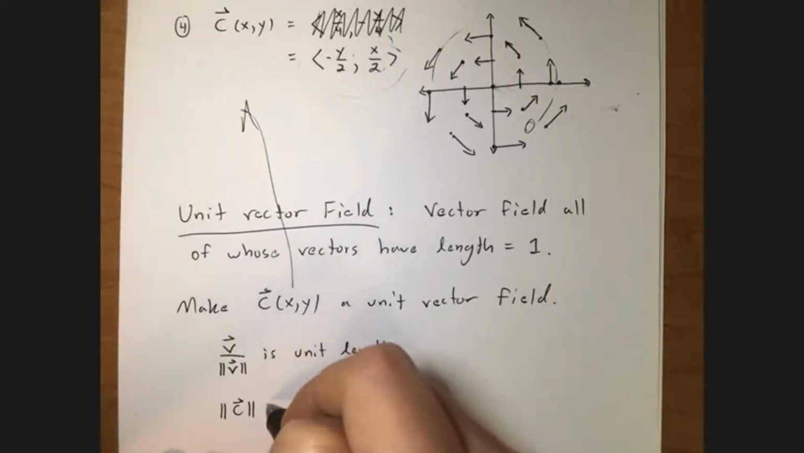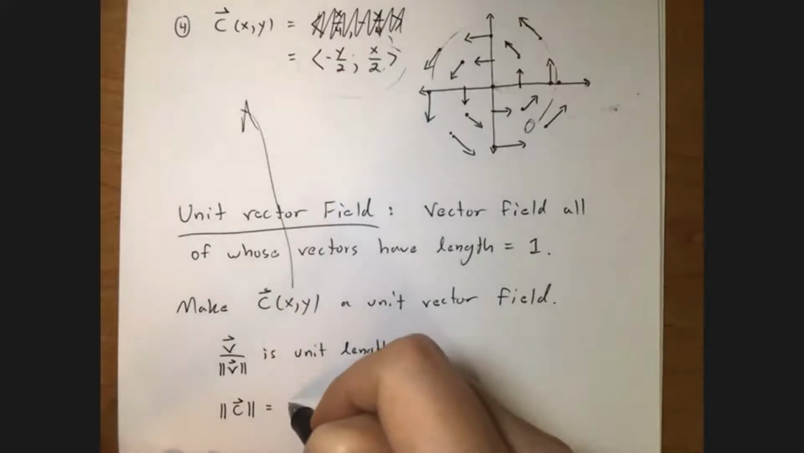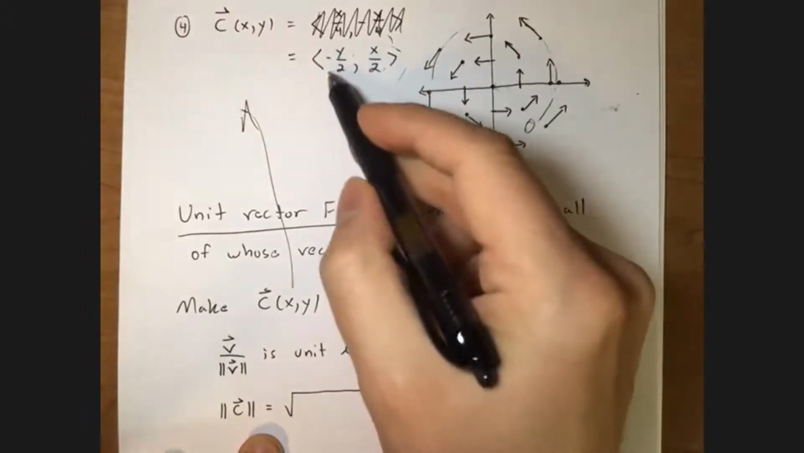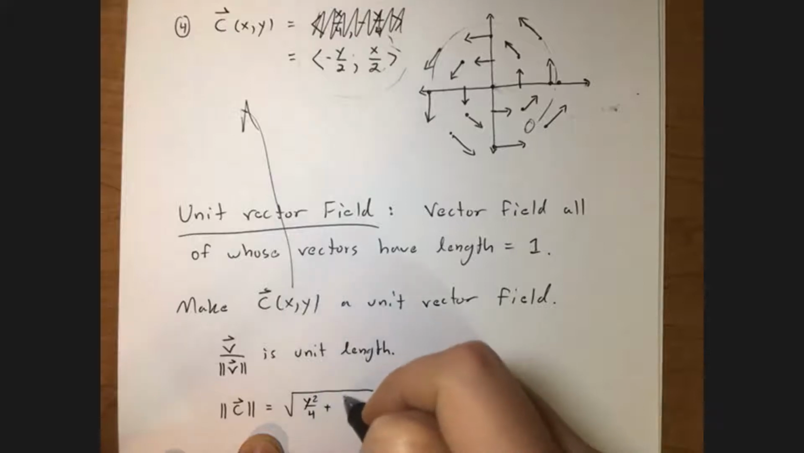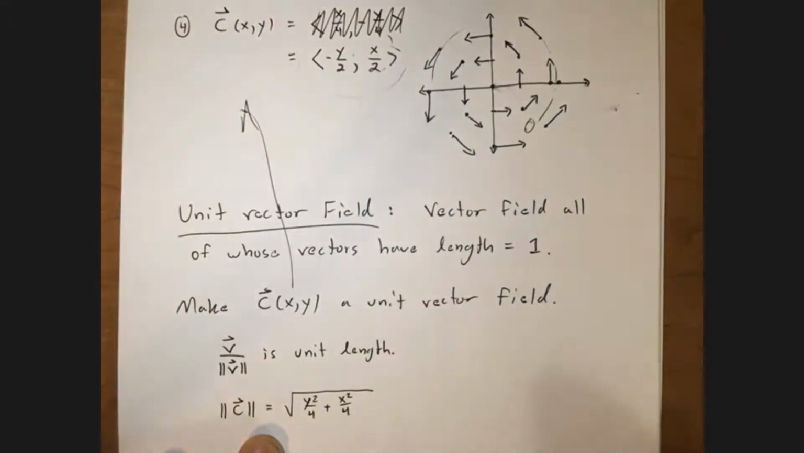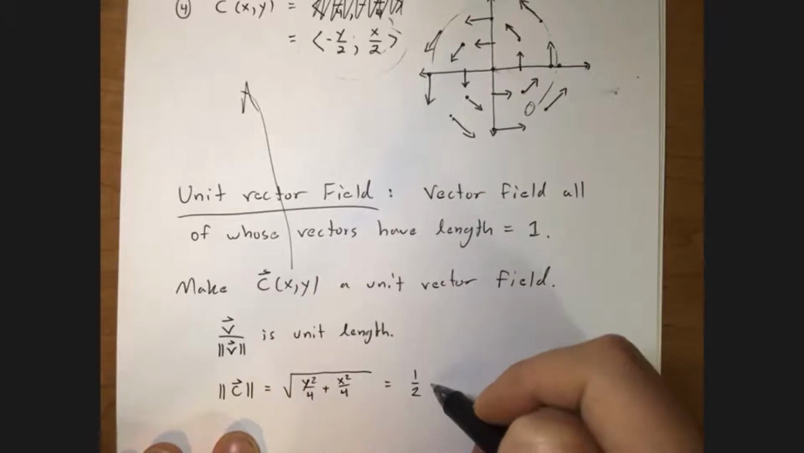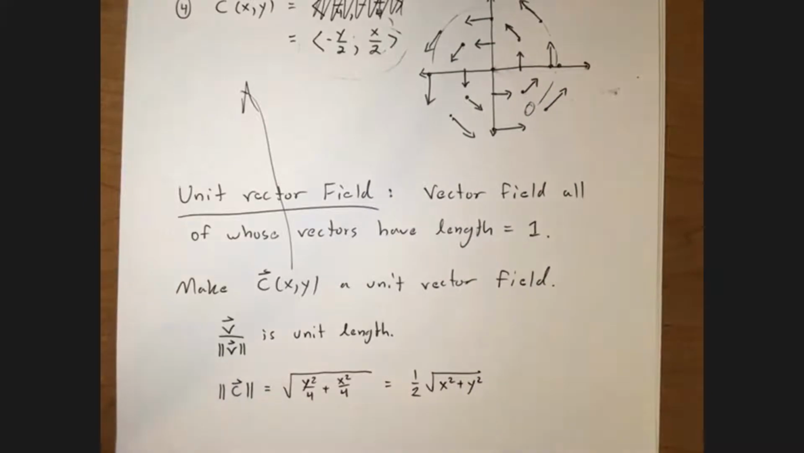The magnitude of C is going to be, well, if you remember the formula, the square root of this squared plus this squared, right? So it's going to be y squared over 4 plus x squared over 4. I can pull out the 1/4. 1/4 comes out of the square root as a 1/2, right? So that's 1/2 times the square root of x squared plus y squared. And so I can make my vector field a unit vector field by dividing by this, right?